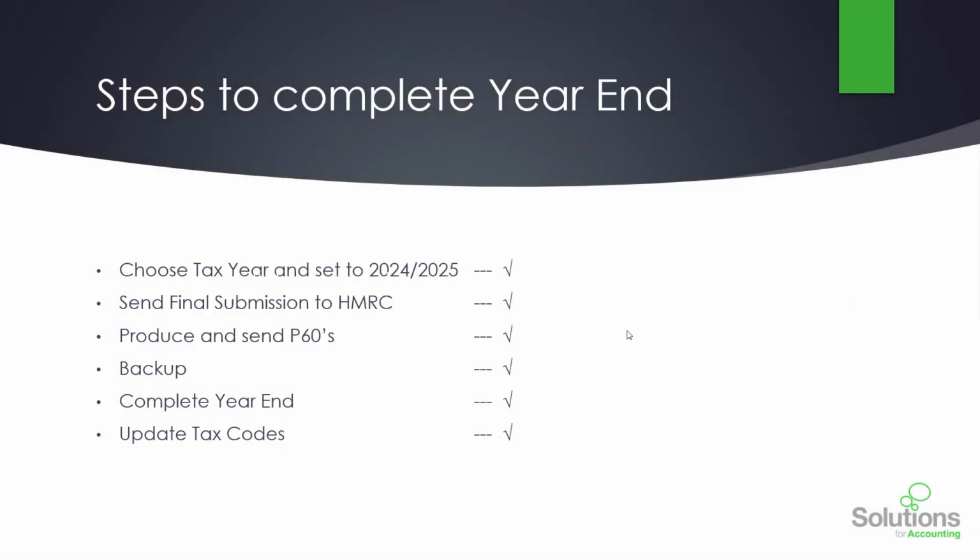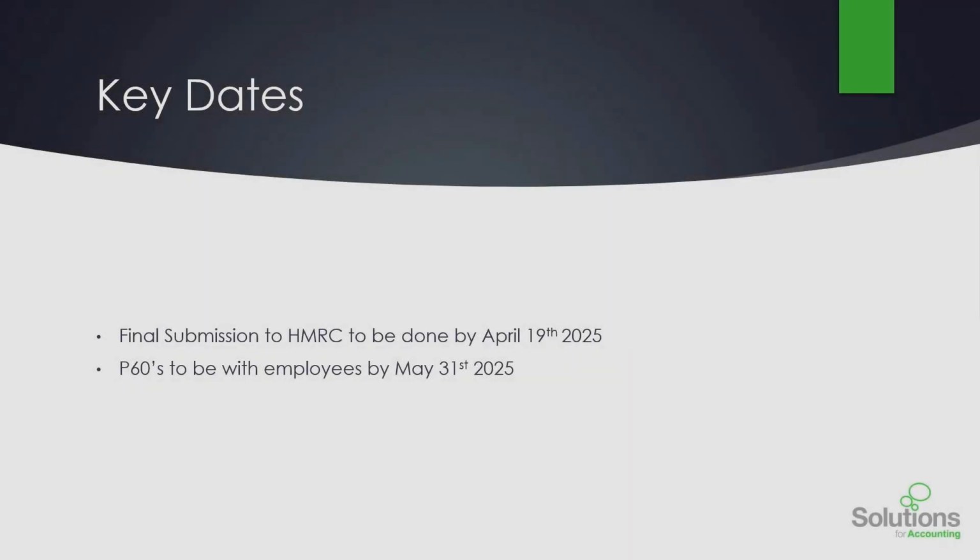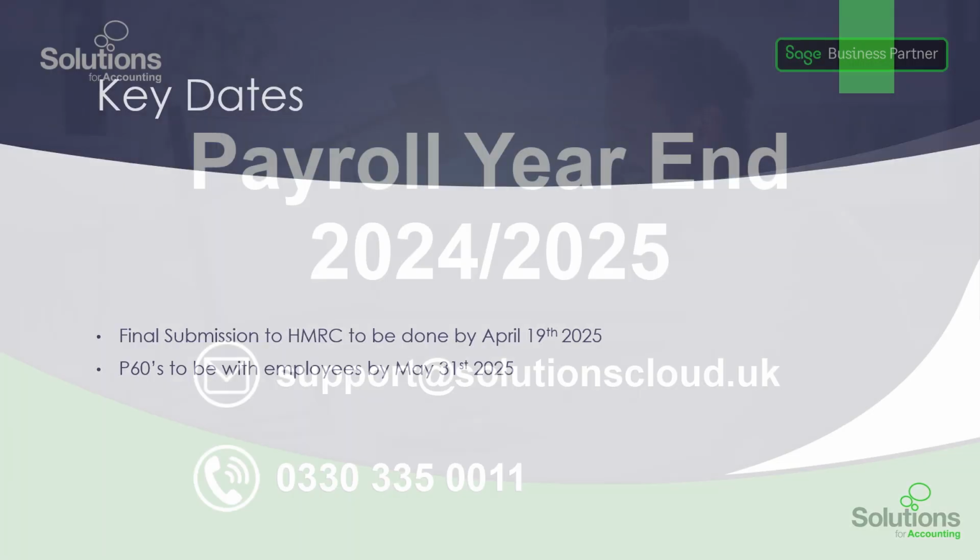In this video, we have chosen a tax year and set this to 2024-2025, sent the final submission to the HMRC, produced and discussed all the different ways to send your P60s to your employees, taken a backup, completed the year end, and updated your tax codes. Finally, please remember these key dates. Your final submission must be sent to the HMRC by the 19th of April 2025, and your P60s must be with your employees no later than the 31st of May 2025.